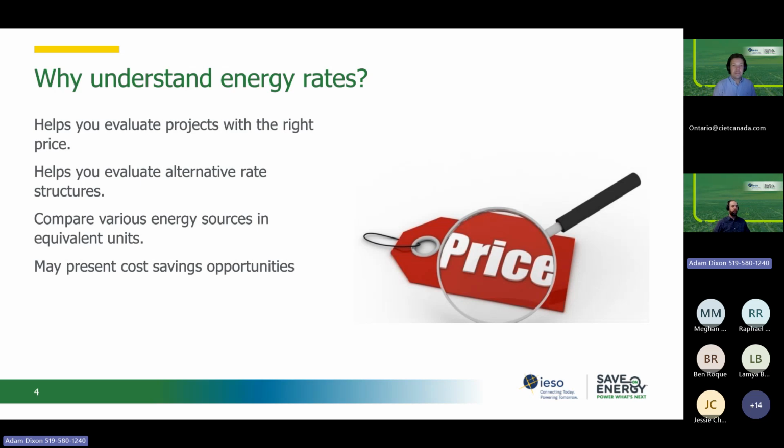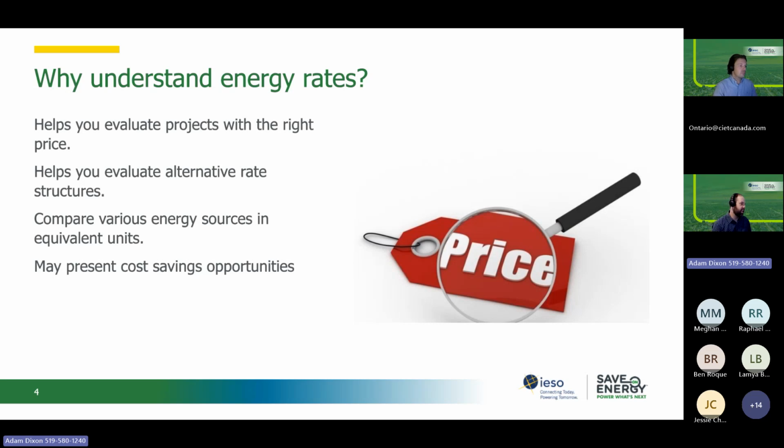So we're going to go through a tool to evaluate 3 different rate structures that are available to you in Ontario for residential up to small businesses. And above that, it's a bit more complicated, and you may need to bring in some kind of coaching or help to figure out where you need to be. So compare various energy sources and equivalent units and present cost saving opportunities.